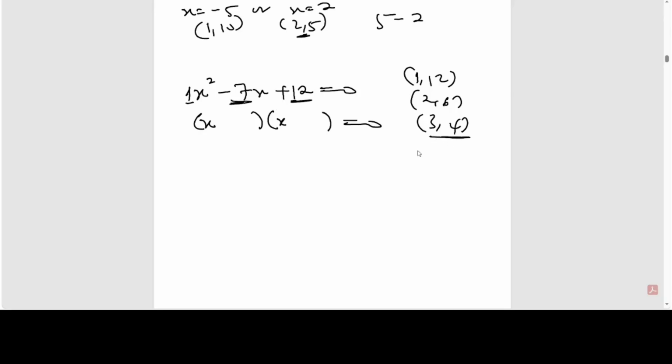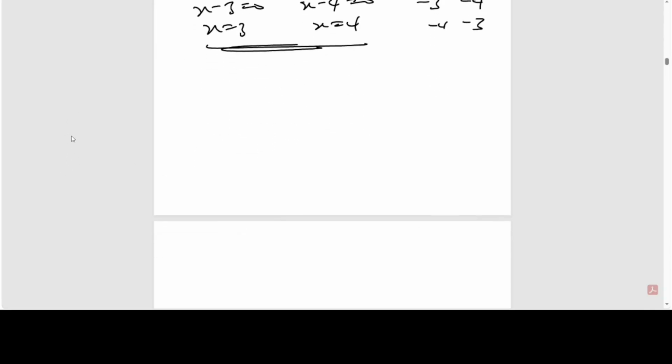That's 3 and 4. It has to be negative 3, negative 4, or negative 4, negative 3, any which way. We're going to do negative 3, negative 4. Then the rest is just easy. x minus 3 is equal to 0, x minus 4 is equal to 0. x is 3, x is 4. So that's it.